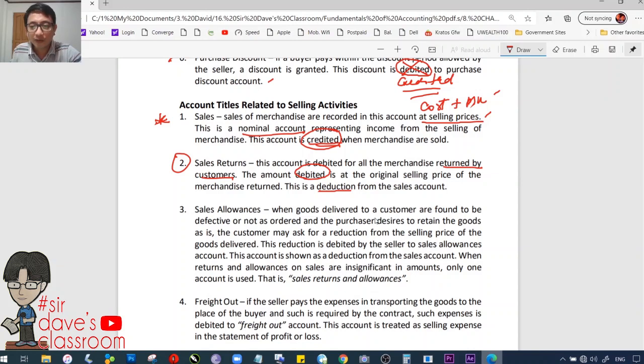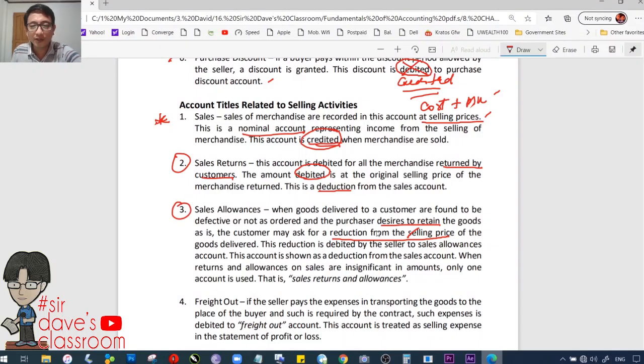When goods delivered to a customer are found to be defective or not as ordered, the purchaser desires to retain. Ayaw lang isole kasi siguro hassle pag binalik pa sa'yo. And the goods are retained as is. The customer may ask for a reduction from the selling price. So just the same kanina. Nung ikaw yung bumili, ayaw mo nang isole, pinabawasan mo lang yung presyo, ang tawag purchase allowance. Ngayon naman, ikaw yung nagbibenta, hindi na sinoli sa'yo, binawasan mo na lang yung presyo para tapos ang usapan. Ayan, sales allowance na ang tawag sa number 3.